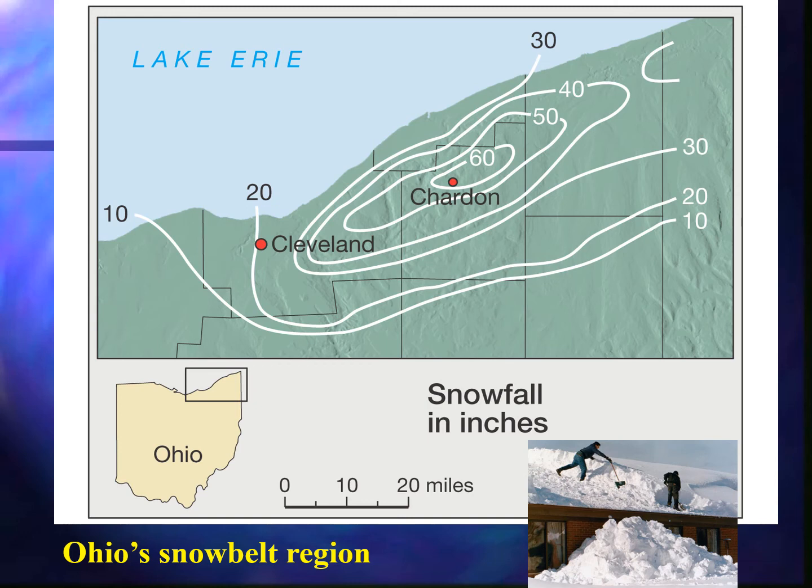And what are we going to call these? You can't call them isobars, and you can't call them isotherms. In geology, we would say these are isopachs. Basically, each line here is connecting an area where you had an equal amount of snowfall in inches. And notice that around Chardon, 60 inches of snow. That's incredible. Look at that picture there of the people on the roof getting all that snow off the roof. Dangerous work.